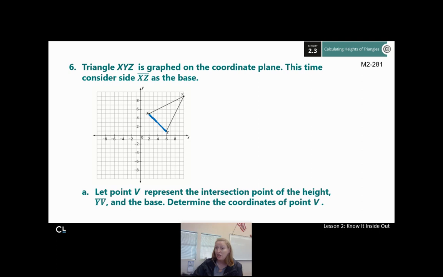You might want to take a look at what we did before and see if you can figure this out. Hit pause, play with it a little bit, show your work, and of course, hit play when you're ready to check your work.